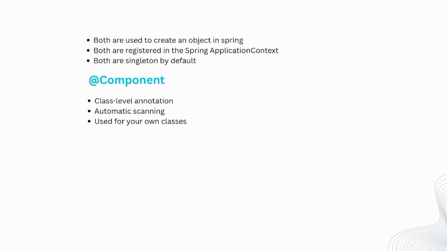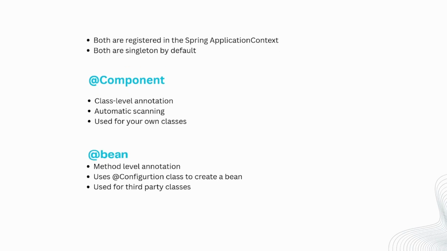@Component is a class-level annotation, and the object is created automatically by scanning. Whenever you write code, you write @Component on top of your class. Whereas @Bean is written at the method level.